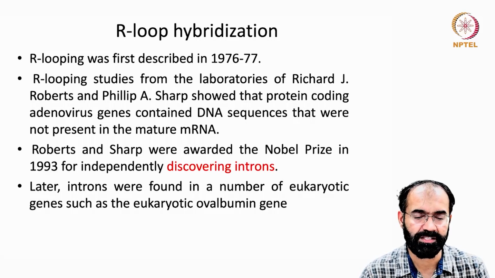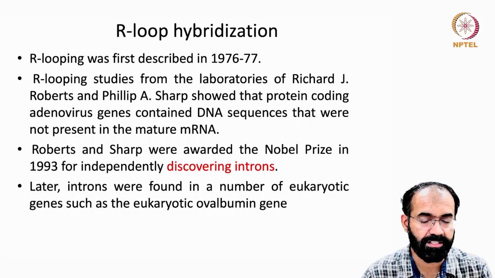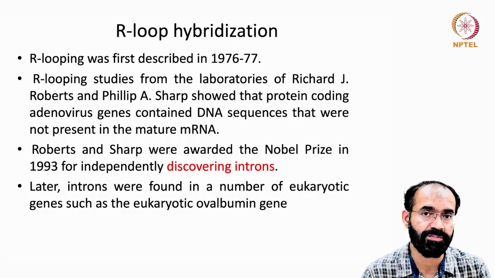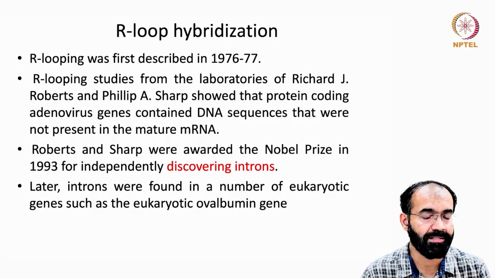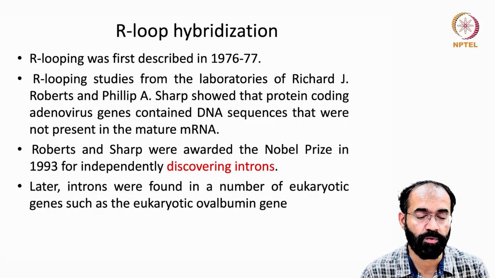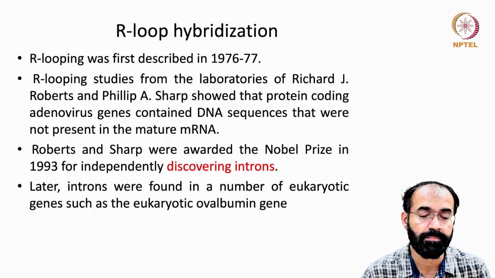Very simple observation. Certain coding sequences present in the adenovirus genes they were working on contained DNA sequences that were not present in the mRNA. Where did they go? The mRNA pieces were missing. How did it disappear? This was an observation, but that is not evidence. Roberts and Sharp were awarded the Nobel Prize in 1993 for their discovery in 1976, and they are the discoverers of introns. We will see the mechanism of R-loop hybridization.